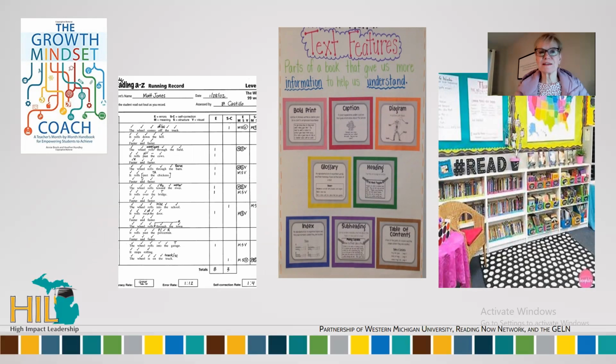The first one is a growth mindset coach book, which could be a resource that you might choose to purchase. The second one is a running record data sheet for help in collecting data as a visual. The third one is a text feature anchor chart, and every grade level could have a copy of this and use it to help remind them about the purpose for bold print and captions and diagrams.